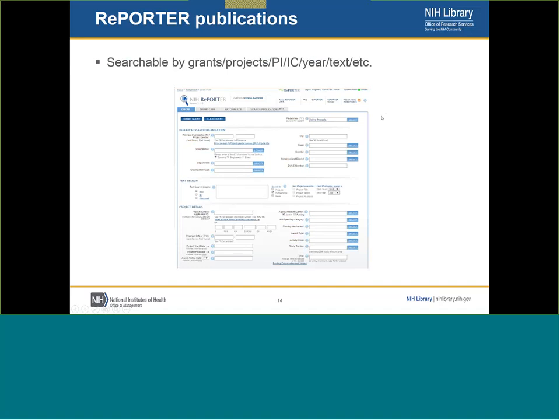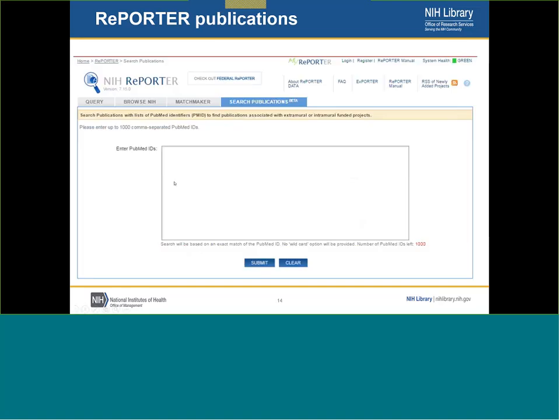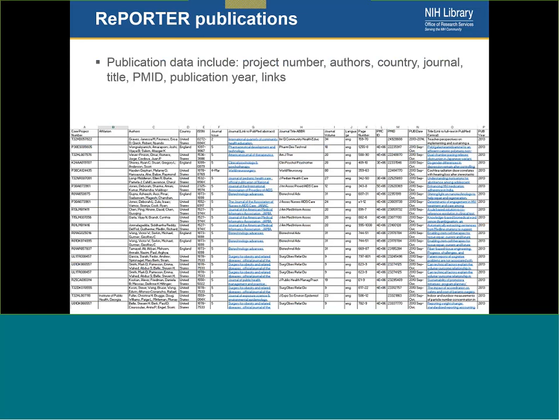Or if you know the PMID already, say for example, you have got a list of articles from PubMed, or maybe your client provides you with a list of PMID numbers already, you will be able to put in the PMID numbers here and then do the search. Okay, so once you get those grants or PMID numbers, you will be able to download the data from RePORTER, and it will be something like this.